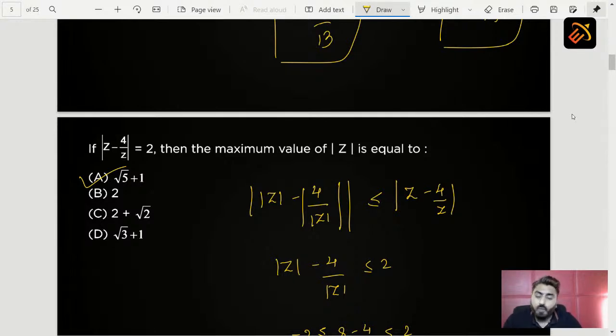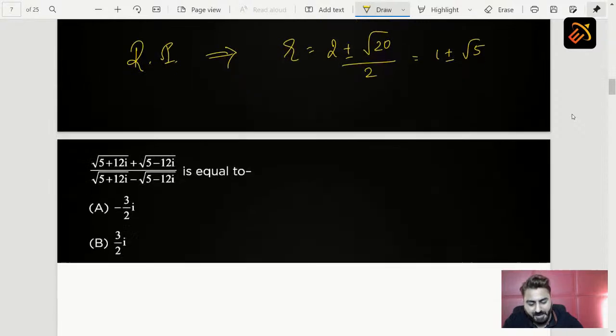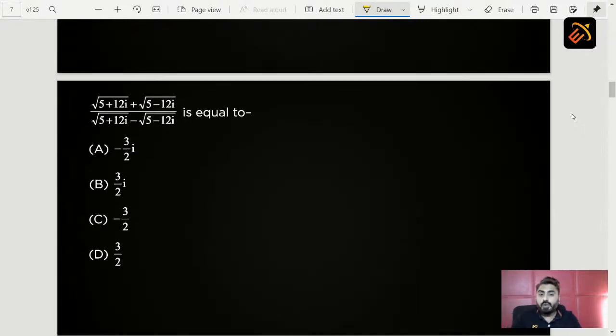So students, moving on to the next question, and our next MCQ is what? So here the next MCQ is (√(5 + 12i) + √(5 − 12i)) whole upon (√(5 + 12i) − √(5 − 12i)) is equal to what? Now students, this is your homework question. You have to solve this because ये बहुत easy है. थोड़ा lengthy है लेकिन easy है. तो what are the given options? So the given options here are option A −3/2i, option B 3/2i, option C −3/2 and option D 3/2.